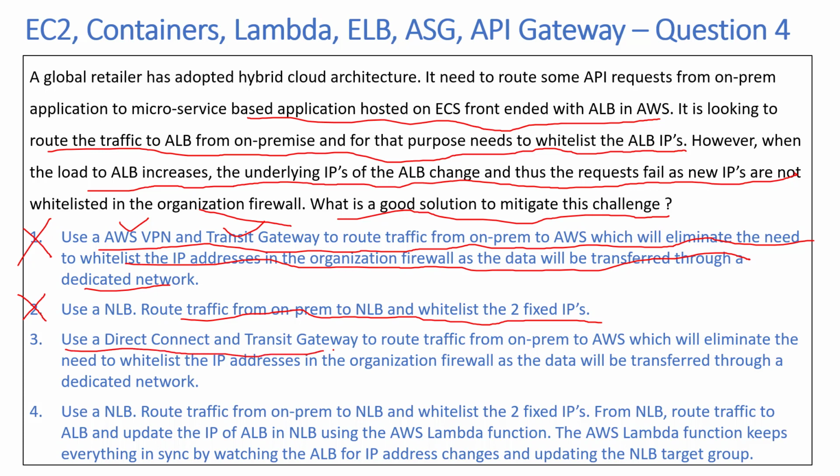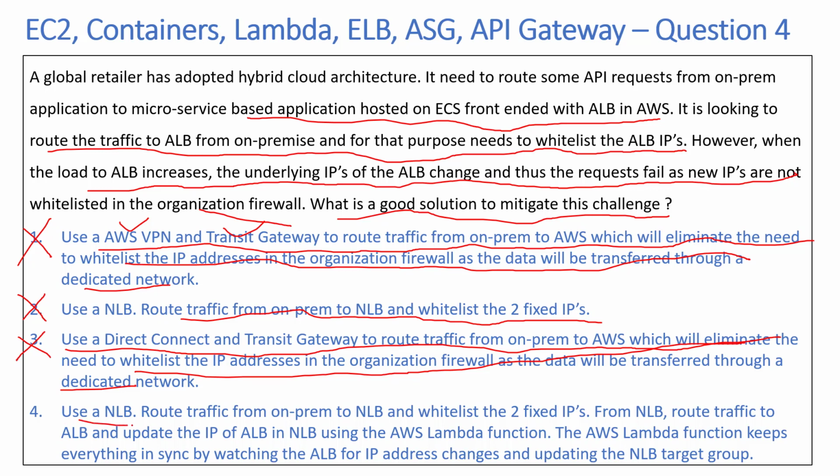Use Direct Connect and transit gateway to route the traffic from on-premise to AWS, which will eliminate the need to whitelist IPs, as the traffic is transferred through a dedicated network. Yeah, it seems very similar to the first one. Again, it doesn't solve our problem. You will need Direct Connect and transit gateway to establish connectivity between your on-premise data center and various VPCs, but it doesn't solve our challenge of pushing the data to fixed IPs. So what's the final option?